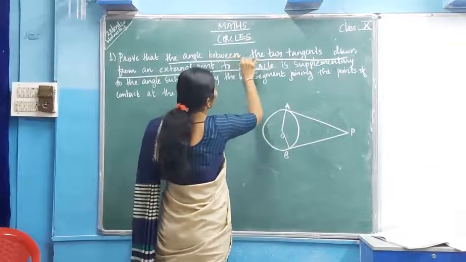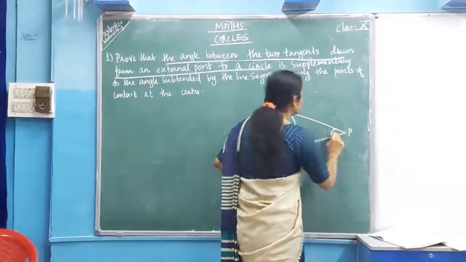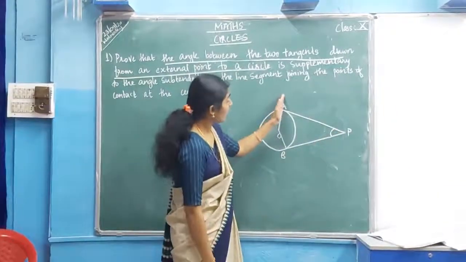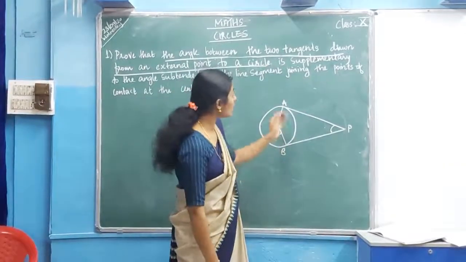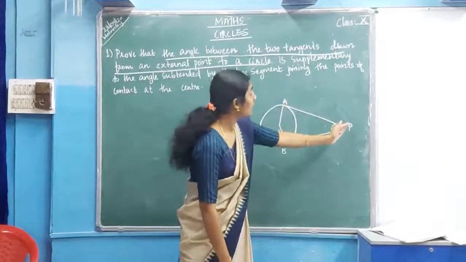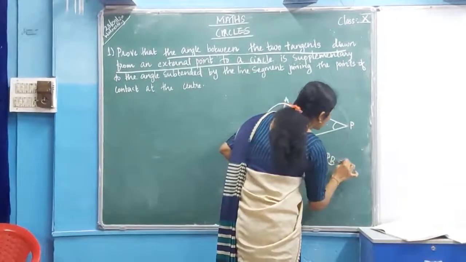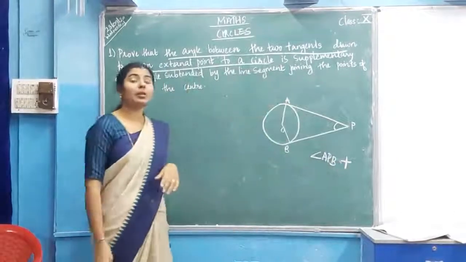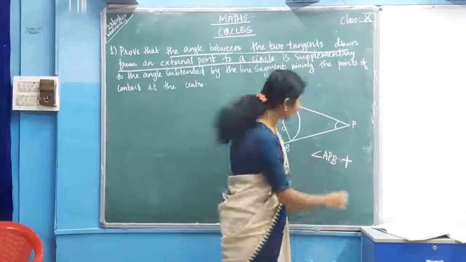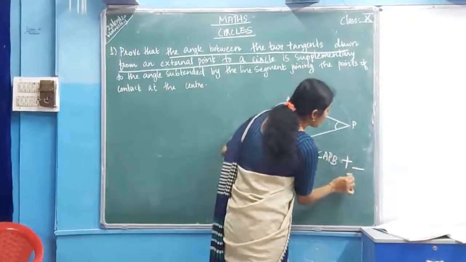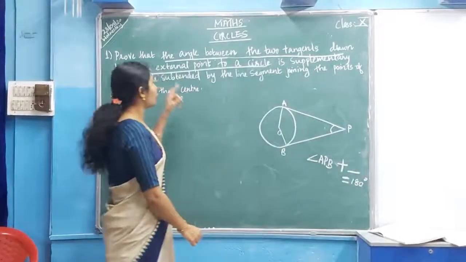Now we see, here they given angle between the two tangents. So which is the angle between the two tangents? That is angle APB. That is supplementary. When can you say two angles are supplementary? If its sum is 180 degree, then we can say the two angles are supplementary.